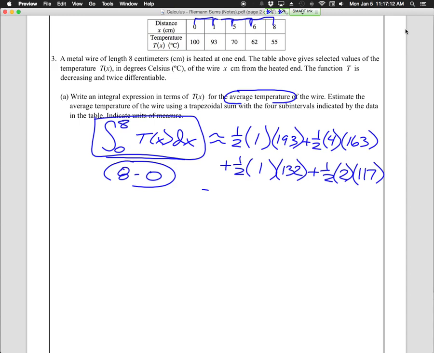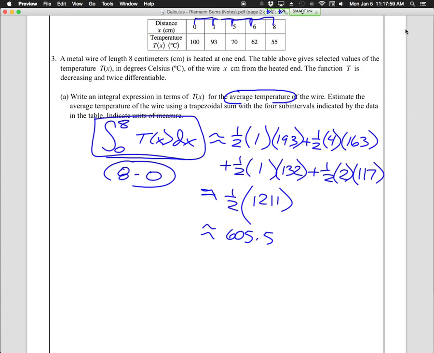Now, what do you notice each one of these has? A 1/2. So if I'm doing this, I'm going to take the 1/2 out, and then worry about everything else. So the 1/2 is completely pointless. So I'm going to do 193 plus 4 times 163 plus 132 plus 2 times 117, which gives me 1211. Then I'm going to divide that by 2. And that gives me 605.5. Now, what does that 605.5 represent?